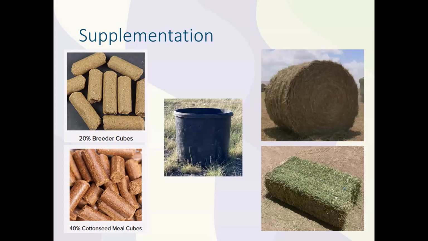A lot of folks also use molasses tubs, and these are very convenient. We can set it out there and forget about it. We don't have to feed them 2 or 3 times a week. We can put a tub out there once a week or whenever it's needed, and they can eat on it. The price per pound of protein is way more expensive than when we're looking at cottonseed cubes. Alfalfa can also be an effective supplement during the wintertime.